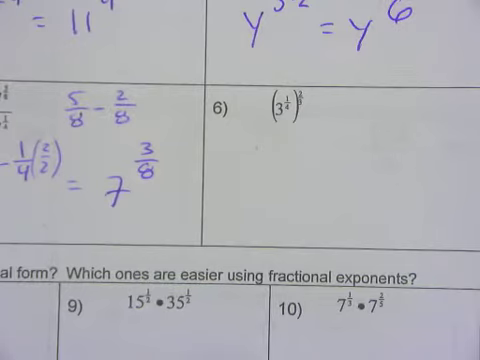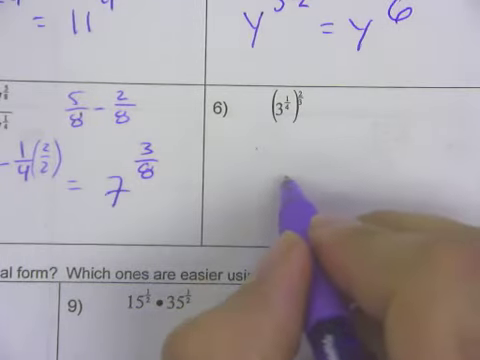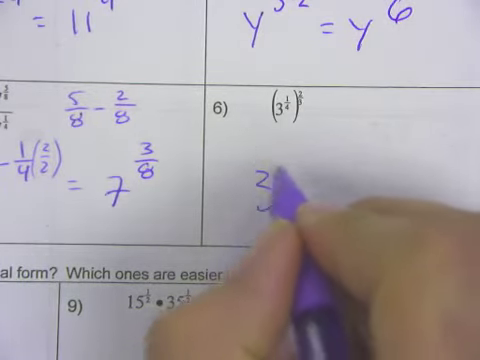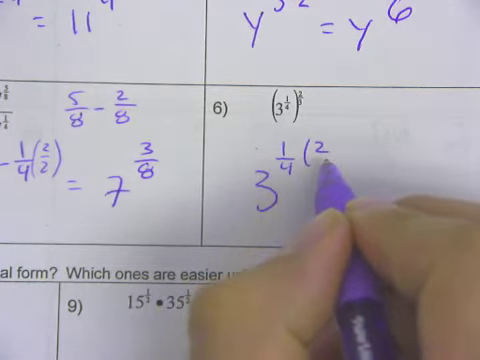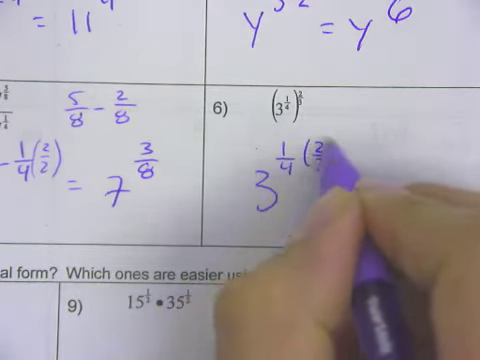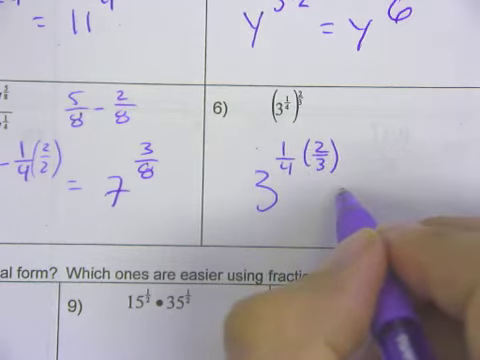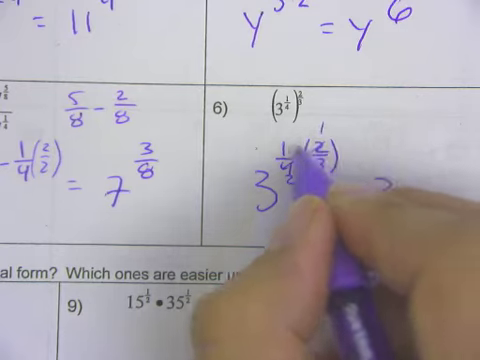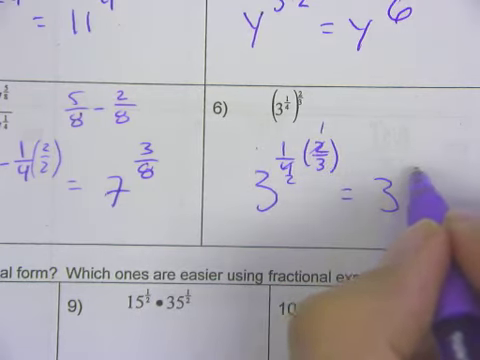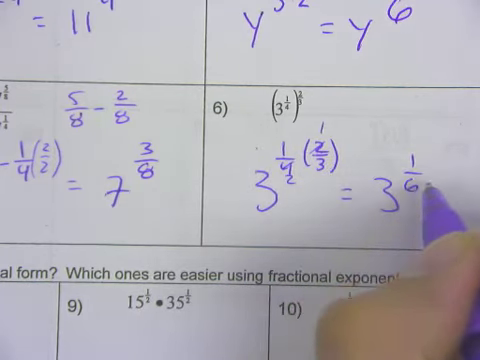And the last one of this first block is going to be 3 to the power of 1 over 4 times 2 over 3. Which would be 3 to the power of, those 2's would divide out to 1. We'd have 1 times 1 is 1, 2 times 3 is 6. So to the power of 1/6.